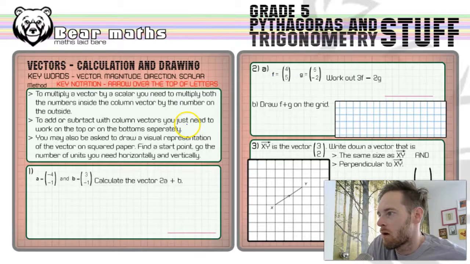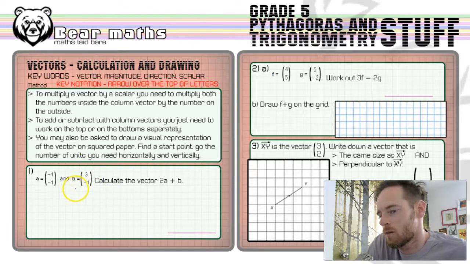You may be asked to draw a visual representation of the vector on squared paper. To do that, you find a starting point, you go the number of units you need to go horizontally, which is the number on the top, and then you do the same vertically, which is the number on the bottom of the column vector. So it's pretty intuitive stuff. If you hadn't learnt about it and you just made up a way of doing it, you'd probably get it right.